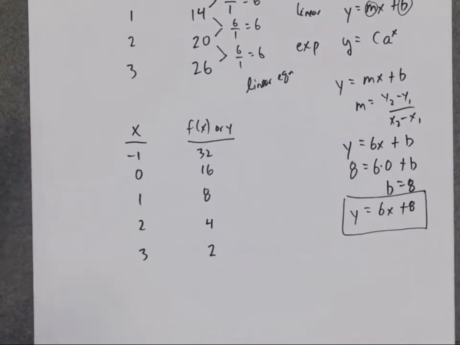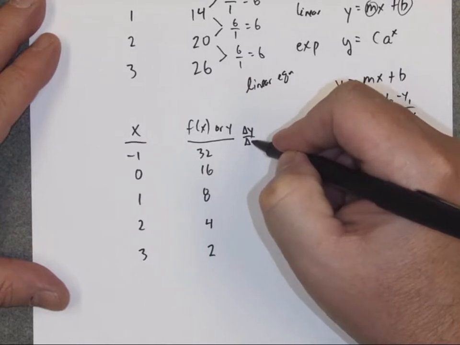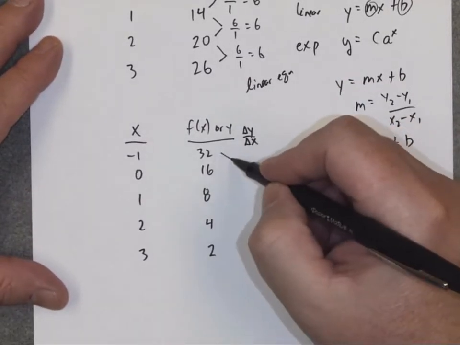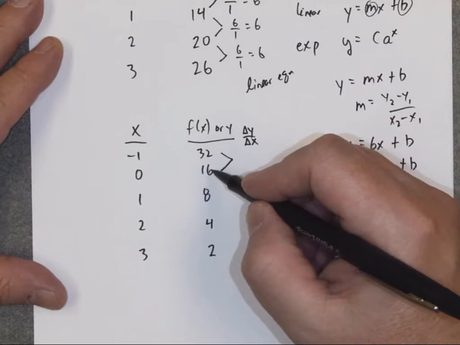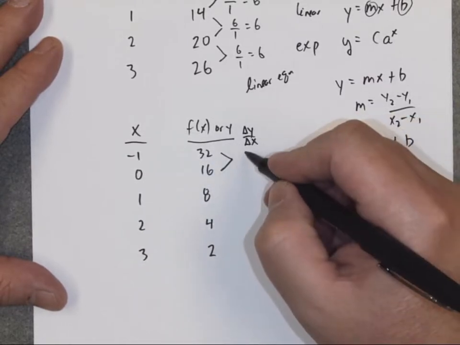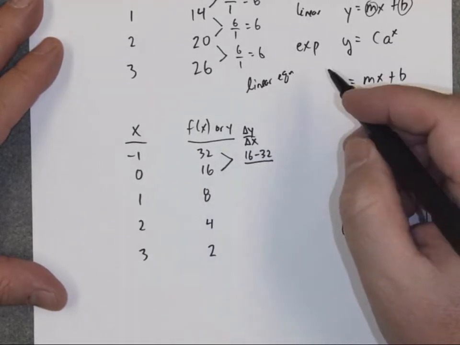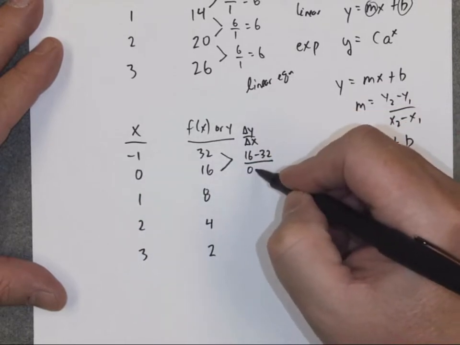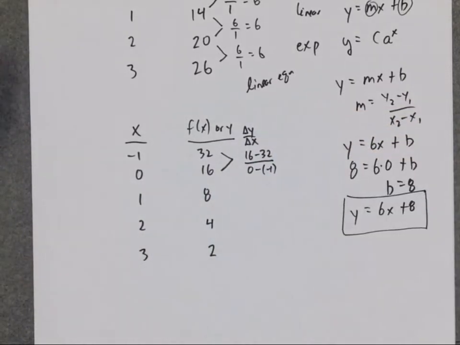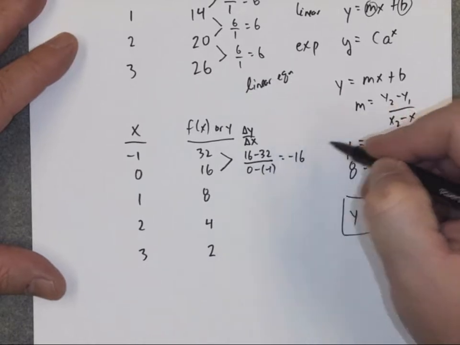Say you were given this, the first step is still to check to see if you have a linear model. So I'm still going to calculate change in y over change in x. So here, I end up at 16. I start with 32. You always take the final value minus the initial value, and 0 minus a negative 1. This is negative 16 over, this ends up being negative 16.